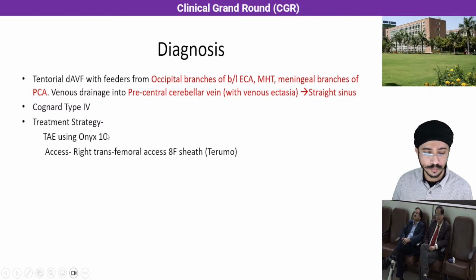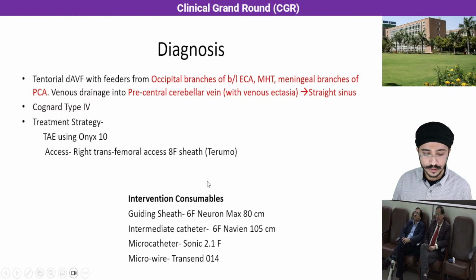The treatment strategy that we employed in this case was using Onyx 10 via the transarterial route. The access was taken from a right transfemoral 8 French access. These are the intervention consumables that we used in this case. The guiding sheath was 6 French Neuron Max 80 centimeter. The intermediate catheter was 6 French Navien. The microcatheter was Sonic 2.1 French, and the microwire was Transcend 014.